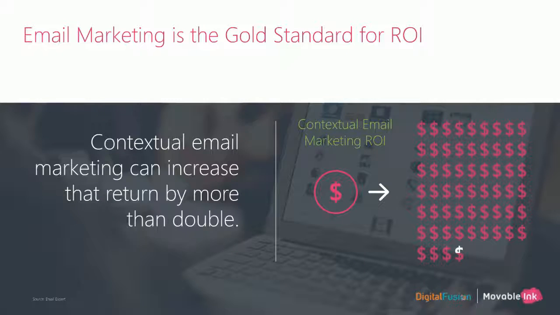Email marketing really is the gold standard for ROI. Contextual email marketing can increase your return by more than double. I believe the exact stat is $44.25 is the typical ROI we see in email today, but with contextual email marketing, we're able to see that number go up to $80 per dollar for ROI.